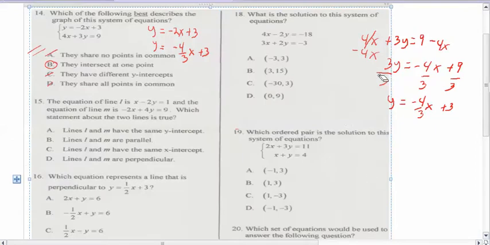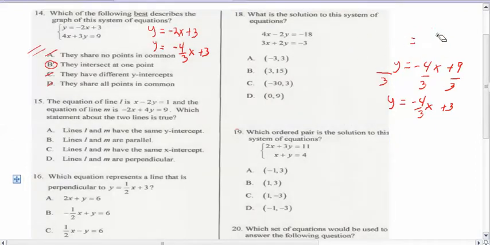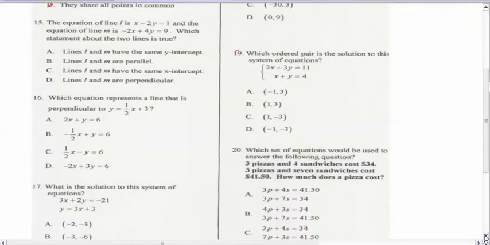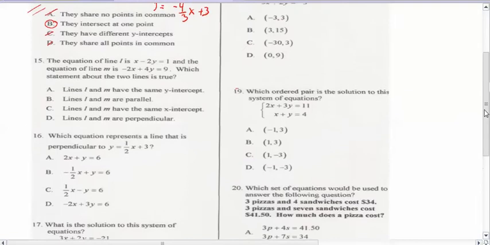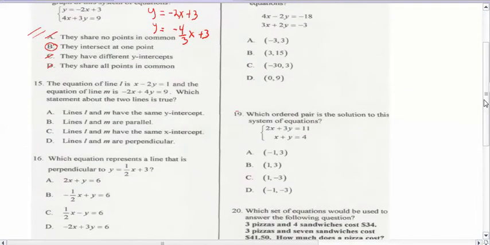Okay, number 15. And I'm going to go ahead and erase my work over here. I don't need that anymore. I might need it for more space. Okay, so number 15. Again, one problem that's going to require a little bit of work, I think. Okay, this says the equation of a line L, and then the equation of a line M, and it wants to know which statement about the two lines is true. All right, so now I need to put these both in slope-intercept form. And I'm going to work to the side over here where I worked before. So I've got this first one. I've got x minus 2y is equal to 1. I need to put it in slope-intercept form.